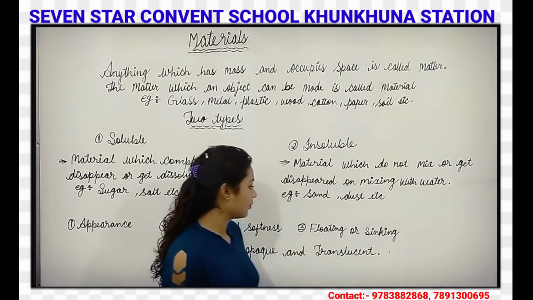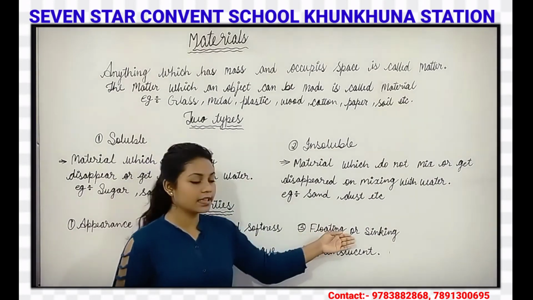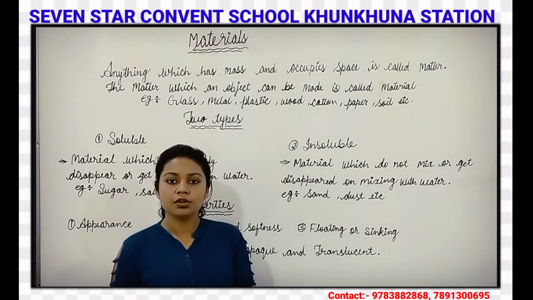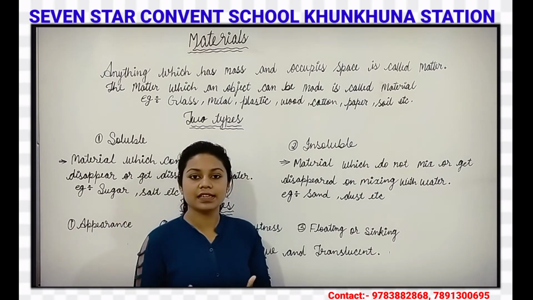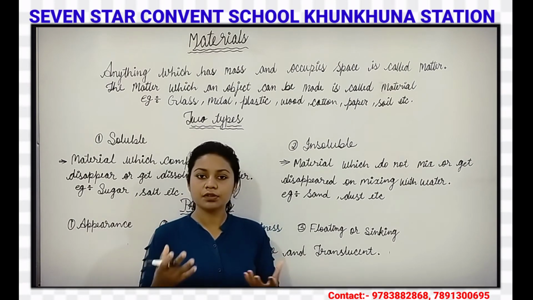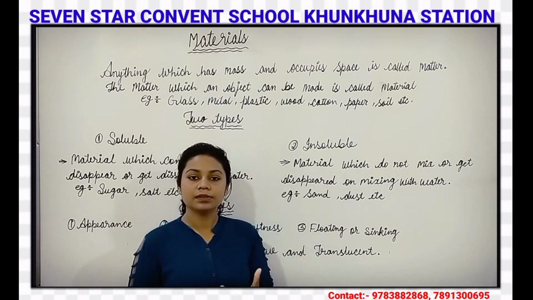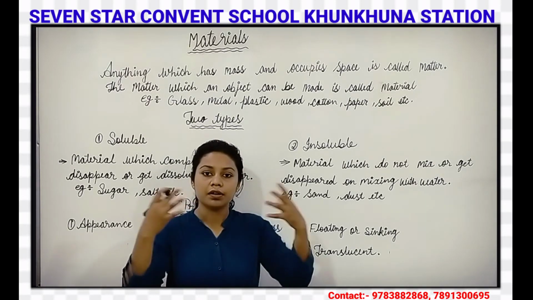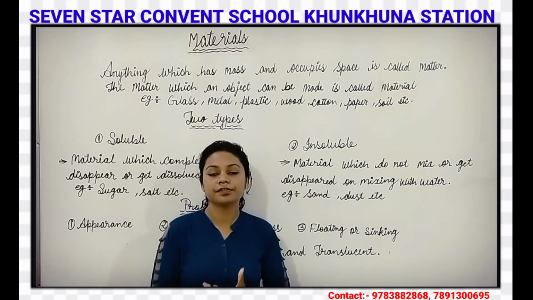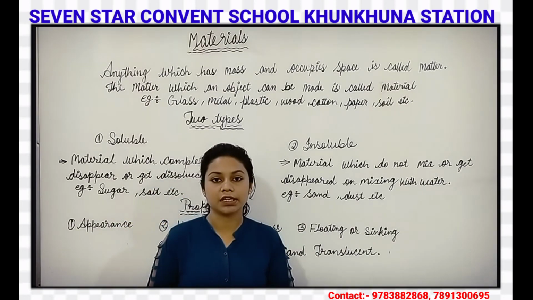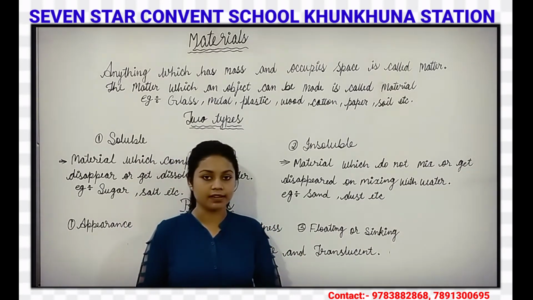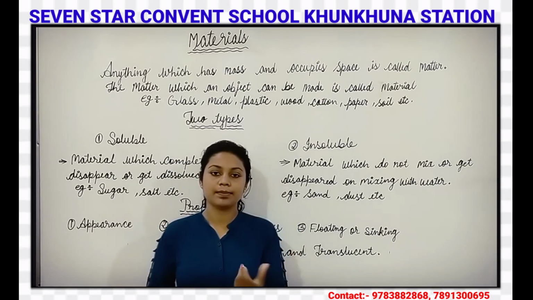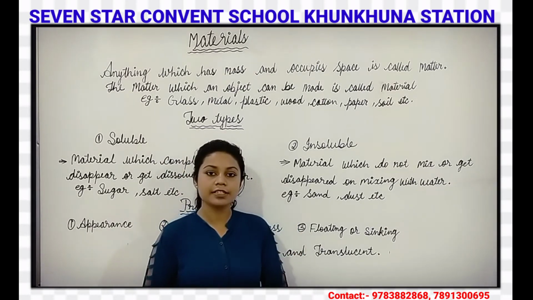Next, the third property of material is floating or sinking. Floating: the material which does not go inside the water, but rather floats just above the surface of the water, is called floating material. For example, dry leaves fallen on the surface of the water, and we can say plastic balls. These are all examples of floating material.